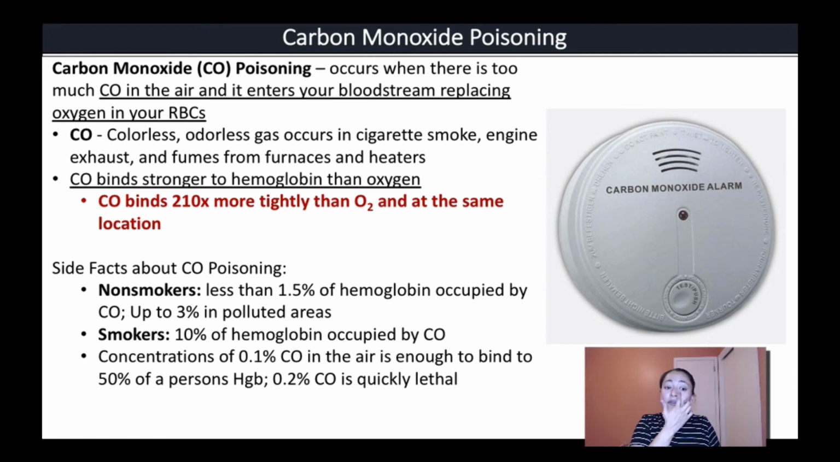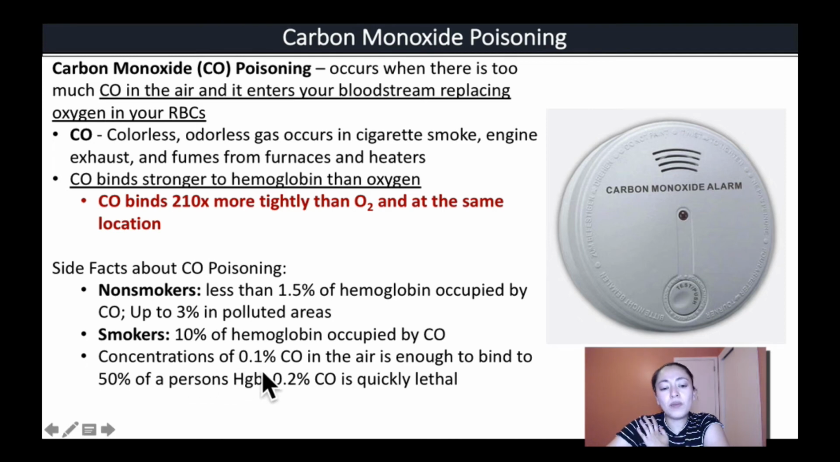Some other little side facts about carbon monoxide poisoning and just carbon monoxide in general in your blood. In non-smokers, less than 1.5% of our hemoglobin is occupied by carbon monoxide, but this can be up to 3% of your hemoglobin in polluted areas because polluted air has a lot more carbon monoxide in it. If we're talking about smokers, though, smokers typically will have about 10% of their hemoglobin occupied by carbon monoxide, and this helps to explain why it's a lot harder for somebody who's smoking to get sufficient amount of oxygen into their body because a lot of their hemoglobin is actually occupied by carbon monoxide and it's blocking oxygen.